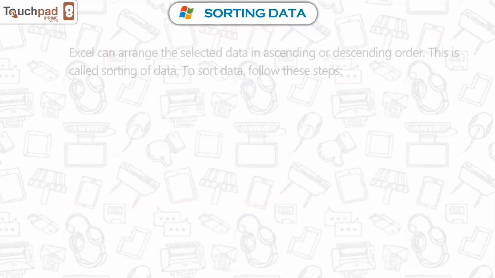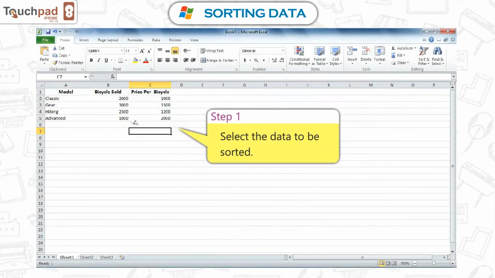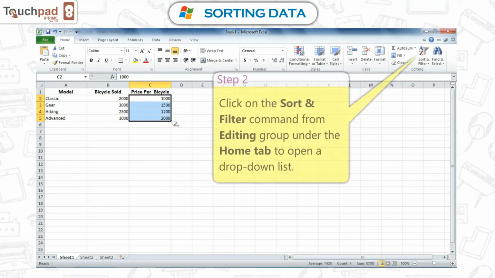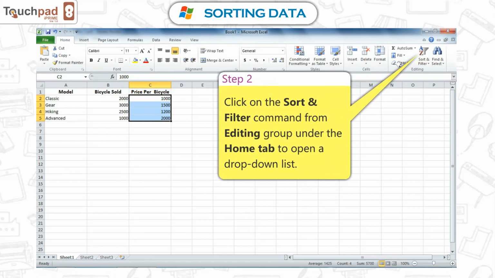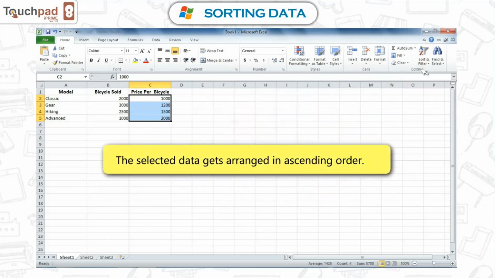Sorting data. Excel can arrange the selected data in ascending or descending order. This is called sorting of data. To sort data, follow these steps. Step 1. Select the data to be sorted. Step 2. Click on the Sort and Filter command from Editing group under the Home tab to open a drop-down list. Step 3. Click Sort A to Z (within brackets for text) and Sort Smallest to Largest (within brackets for numbers) to sort the data in ascending order. The selected data gets arranged in ascending order.